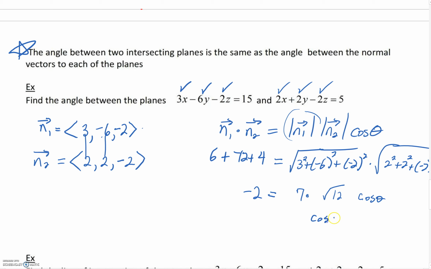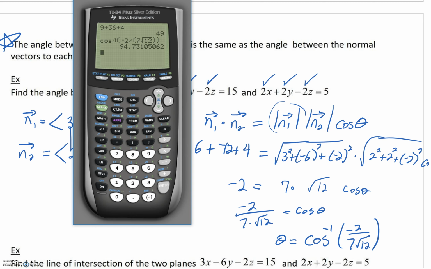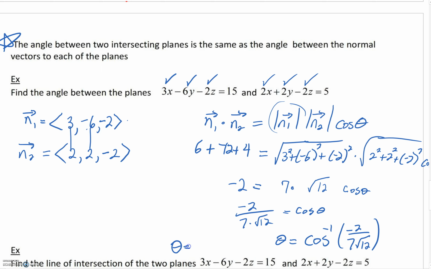Solving for cosine, we can very quickly come over here and then just find an inverse cosine. And we don't even have to allow our radicals to be reduced. You can see I just pretty much typed this in. It looks like it's about 94.731. So about 94.731 degrees.